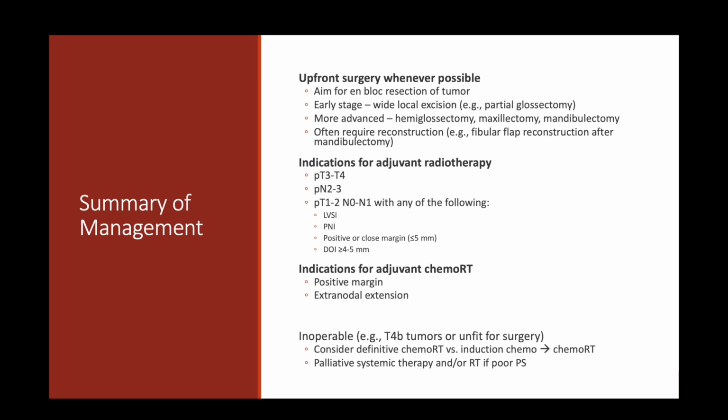In terms of indications for adding adjuvant chemoradiation, remember the indications are positive margin or extranodal extension. So we think about adjuvant radiation for T3 to T4, N2 to N3, LVSI, PNI, close margin, or depth of invasion greater than or equal to 4 to 5 millimeters. And then we do adjuvant chemoradiation if there's a positive margin or extranodal extension.